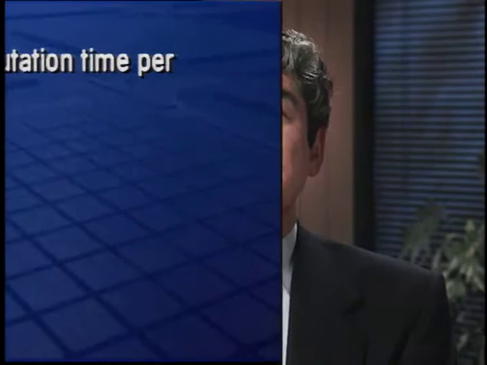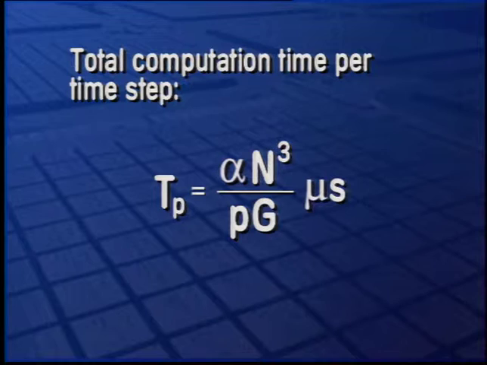Let's calculate the computational density, eta. The total computation time per time step can be obtained by multiplying the number of arithmetic operations per grid point by the number of grid points divided by the aggregate performance. Thus, t sub p is equal to alpha n cubed over the quantity p times g.